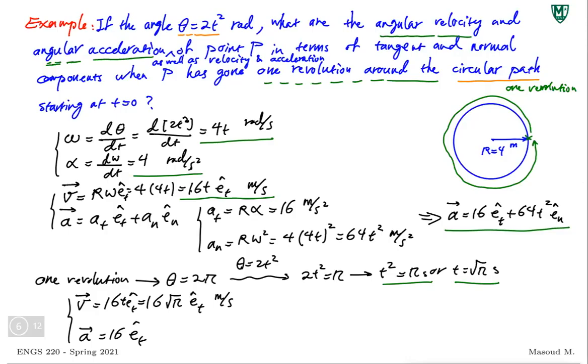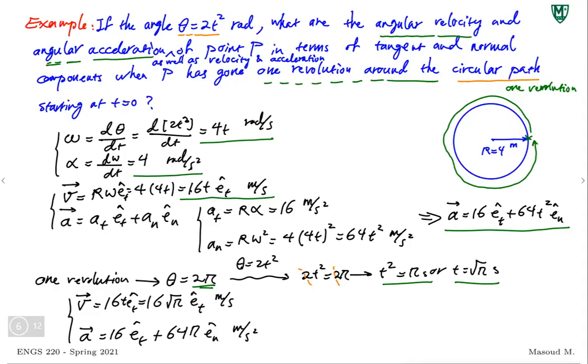The second term, t squared. Let me see the question, what happened to the 2 and 2t? Well, this theta was 2t squared equals 2 pi, right here. So that 2 was just canceled out. I see where the confusion is coming from. I didn't put the 2 here. There you go. My bad. Now it's easier to follow. I forgot to put the 2 there. All right. So this becomes 16 et plus 64 t squared, which is just pi. So this becomes 64 pi en, meter per second squared.